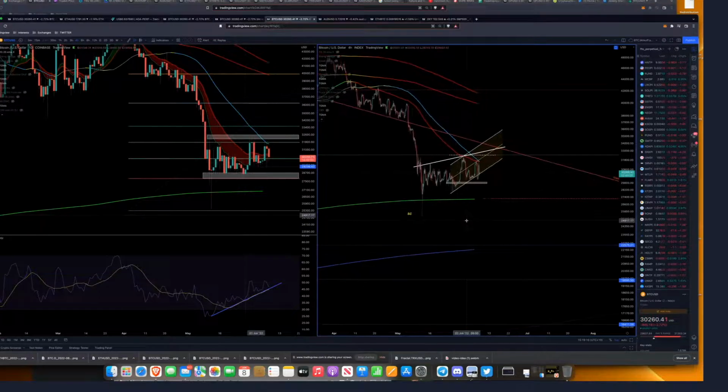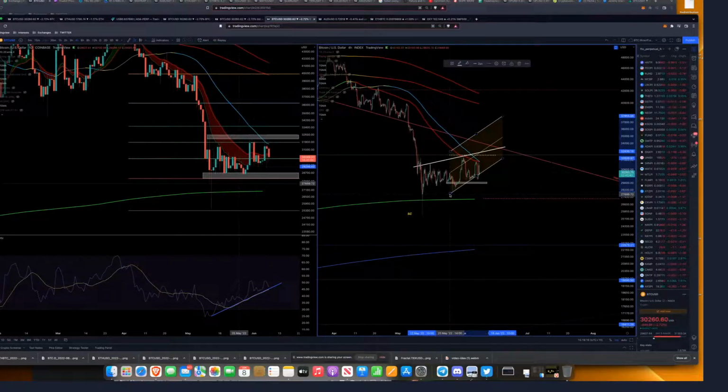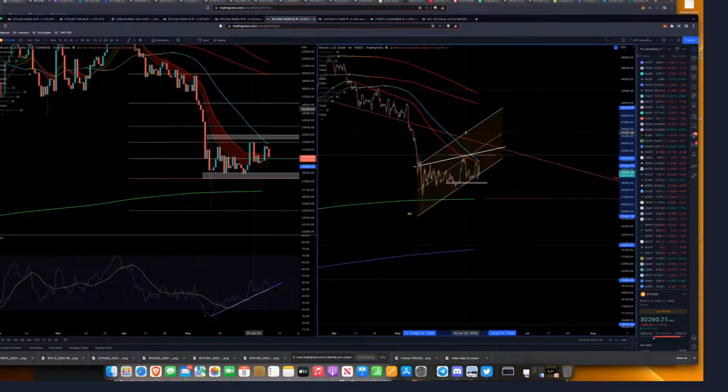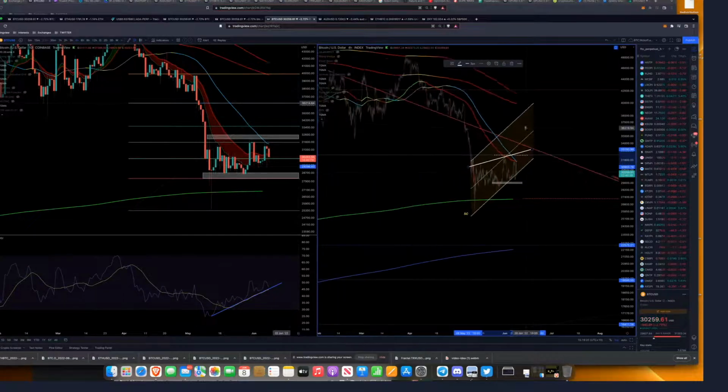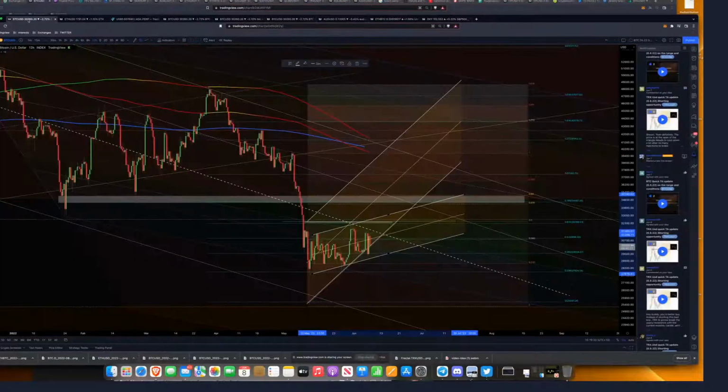What looks like at the moment is an ascending channel, so we can get this, and it still fits the model. And if you use the middle, if you break this level, it's going to be bullish. Actually, I've got another chart.